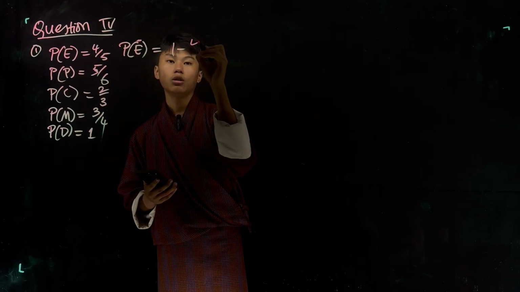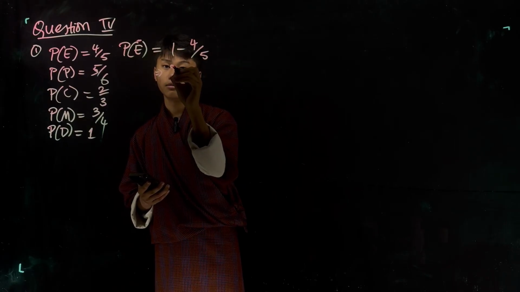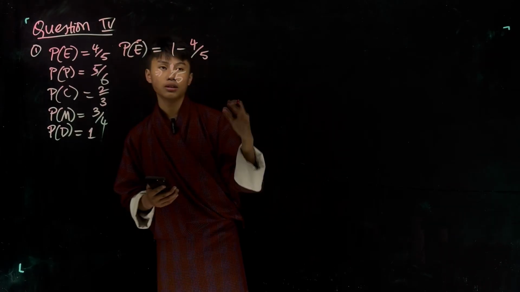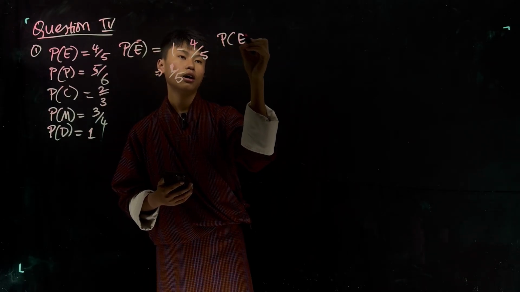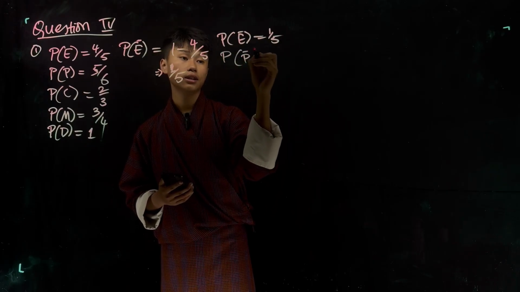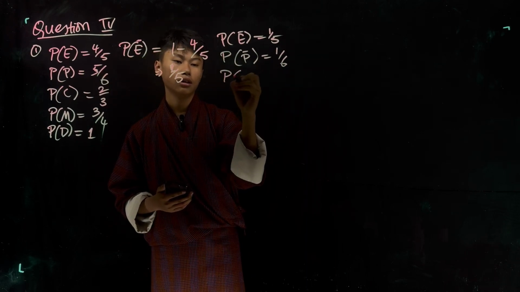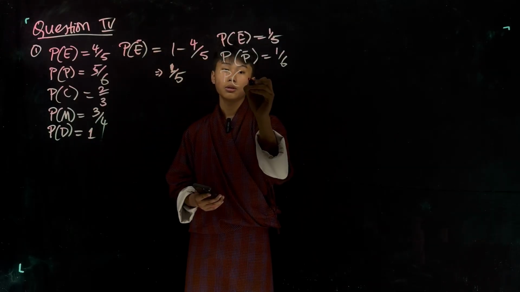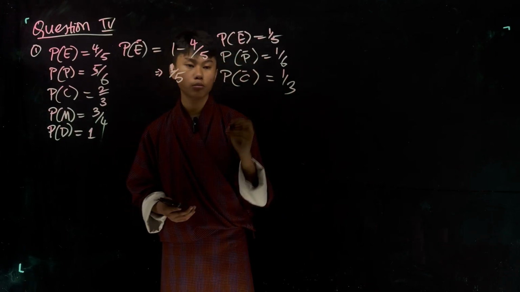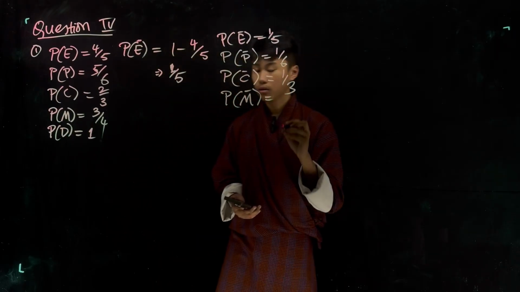So subtracting the probability of him passing in English from 1, we get 1 by 5. Next, if we do this to everything else, we can directly list them down. So the probability of him failing in English is 1 in 5. Probability of him failing in physics is 1 in 6. If you subtract 5 by 6 from 1, probability of him failing in chemistry is equal to 1 by 3 using this exact formula. The probability of him failing in mathematics is 1 in 4.